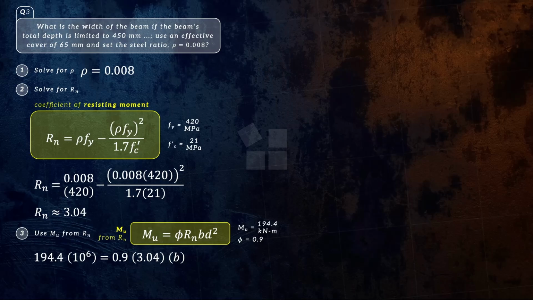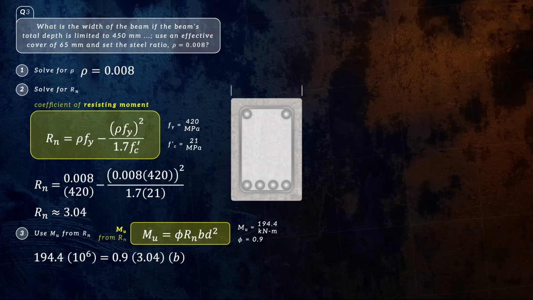If we bring back the cross-section of our beam, this is the width b. This is the height or total depth h. This is the effective cover stated in our question, measured from the outer face of our concrete to the centroid of, in this case, the tension reinforcements. And this is the effective depth d.